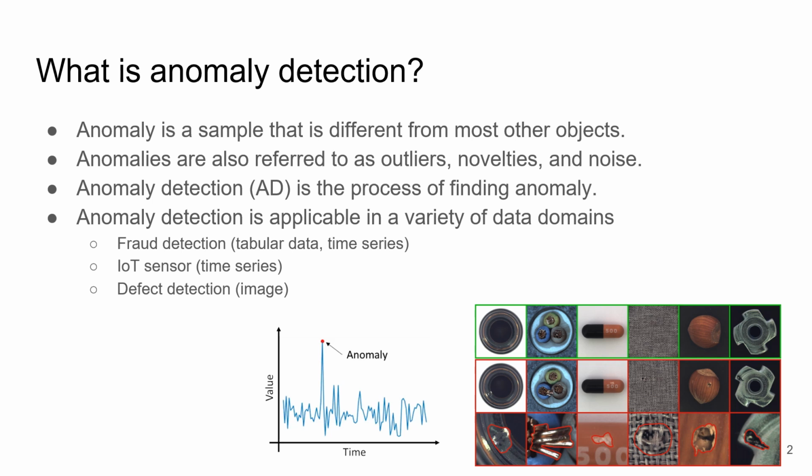Another popular topic in industry is defect detection. It usually detects anomalies from an image. As you can see, the first row is normal images, and the second row is the same product with defects. Like here, a white dot, and here the pillow has a white dot. That's a defect. And the third row is the ground truth of the defect.